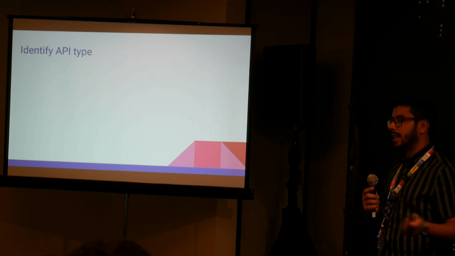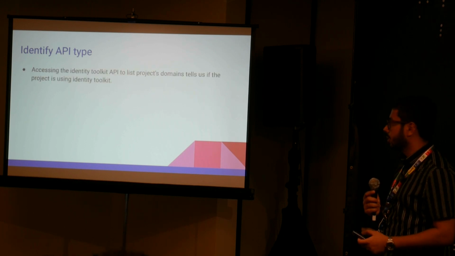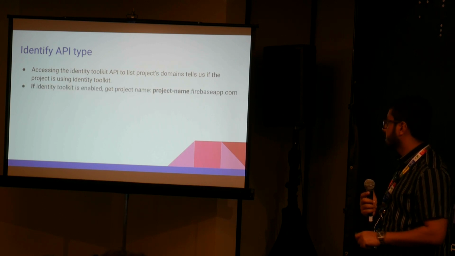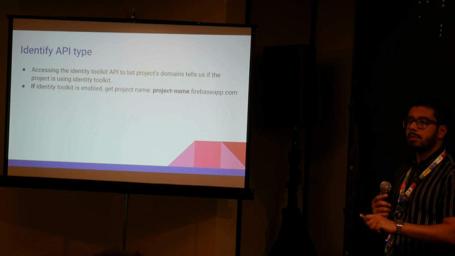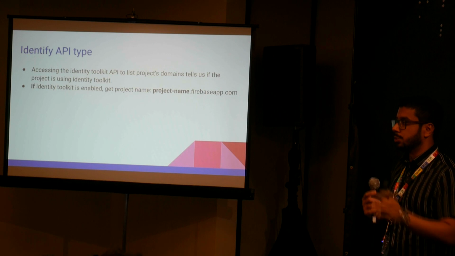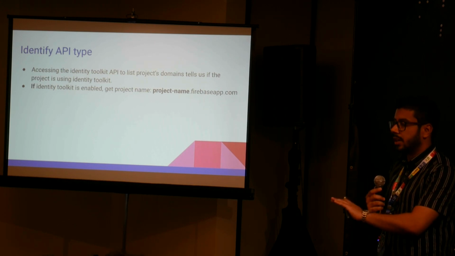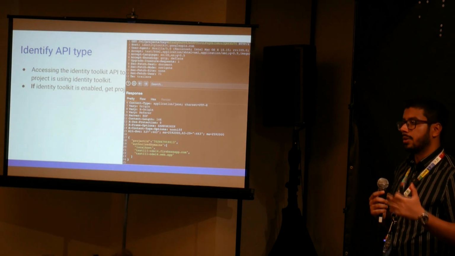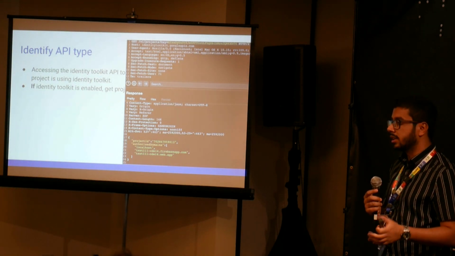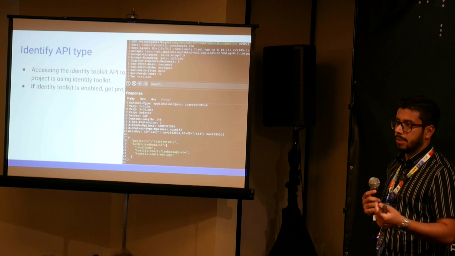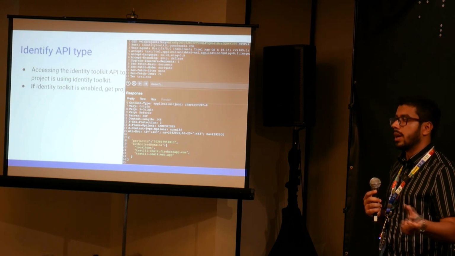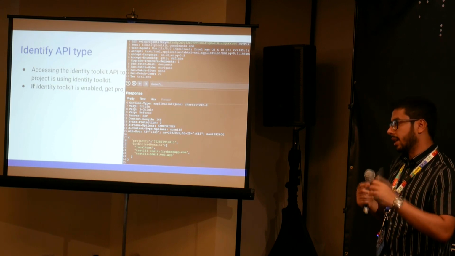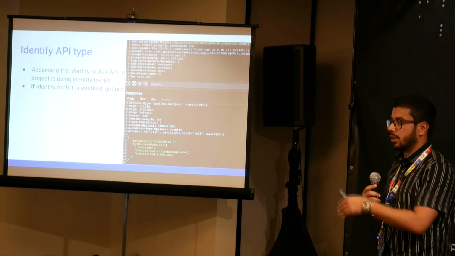The first part, identifying the API type, if we break it down further, we use Identity Toolkit because it also has a benefit. Let's say we have an API key, but we do not know the project name, which we need for Firestore or Firebase storage. We can use Identity Toolkit to dump all authorized domains for that Firebase project, which will include the appspot and web app links for it, which you can then use as a way to pass into Firestore API calls. This will also allow you to know that, okay, this is using Firebase auth, we can test the anonymous signup there.